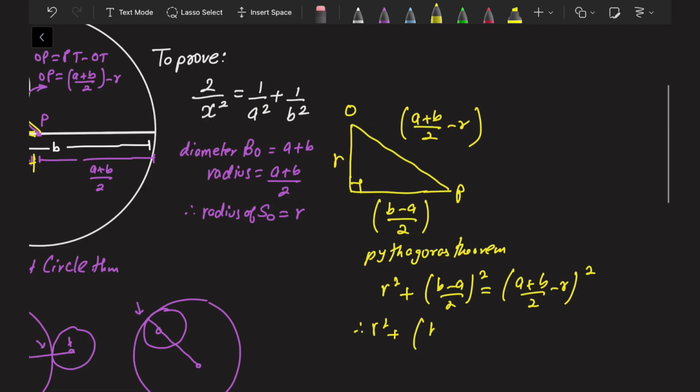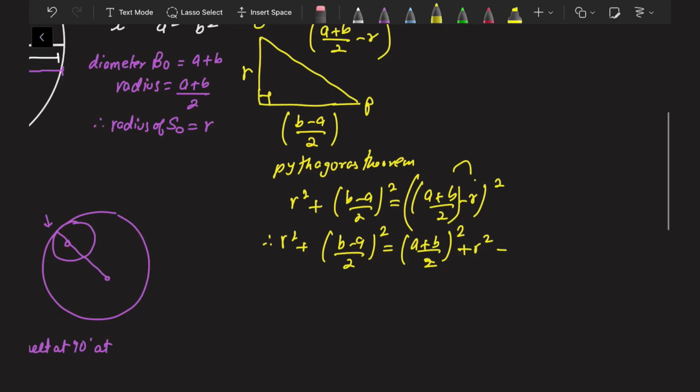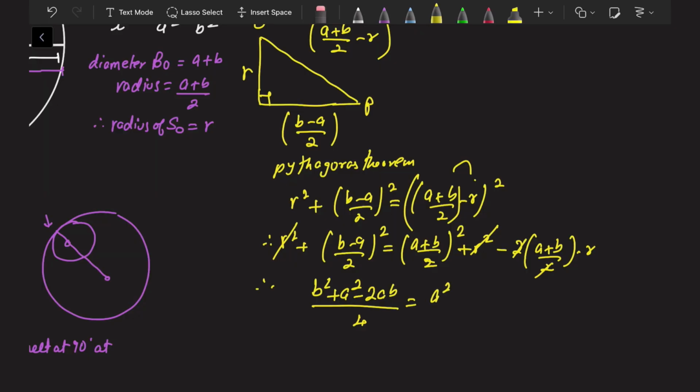So therefore r square plus (b minus a) the whole square upon 4. Now we have three terms basically over here, but what I will do is treat (a plus b) upon 2 as a single term and r as the other single term. So we will have ((a plus b) upon 2) the whole square plus r square, then we'll have negative 2 times (a plus b) upon 2 into r, and clearly the 2 and 2 will cancel out. Also we can see that r square and r square will cancel out. So finally we will have (b square plus a square minus 2ab) upon 4 is equal to (a square plus b square plus 2ab) upon 4 minus r into (a plus b).